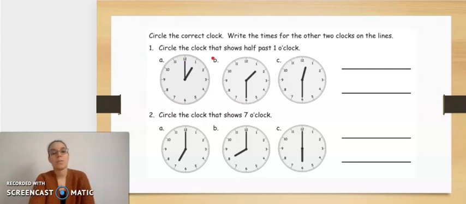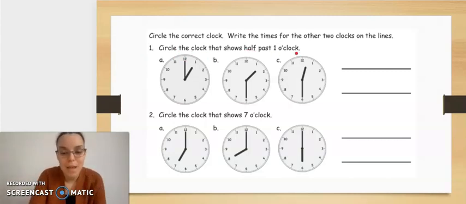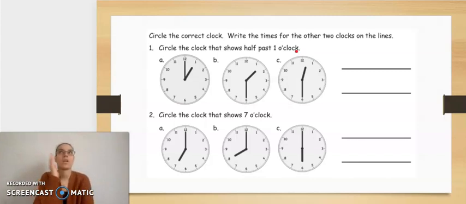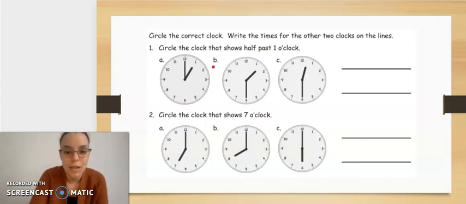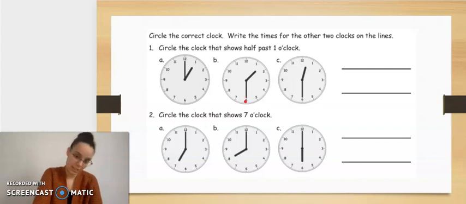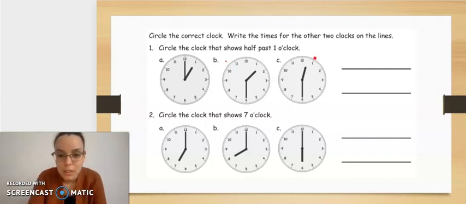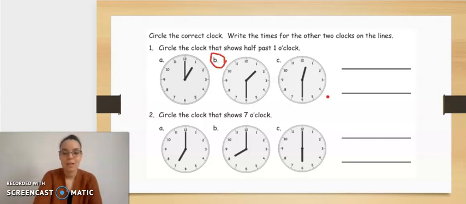So let me do number one first. Circle the clock that shows 1:30. Another way of saying 1:30 is half past 1. So I need to circle the clock that shows 1:30. This doesn't show 1:30. This shows 1 o'clock. This one is halfway between 1 and 2. That looks good so far. And this minute hand is on the 6, which means 30. 1:30. This looks pretty good. Let me put a dot there. This is halfway between the 12 and the 1, which means 12:30. So that's not it. So this one shows 1:30.